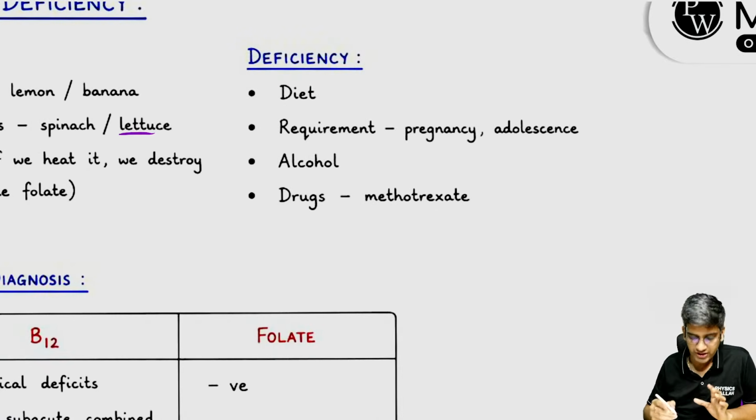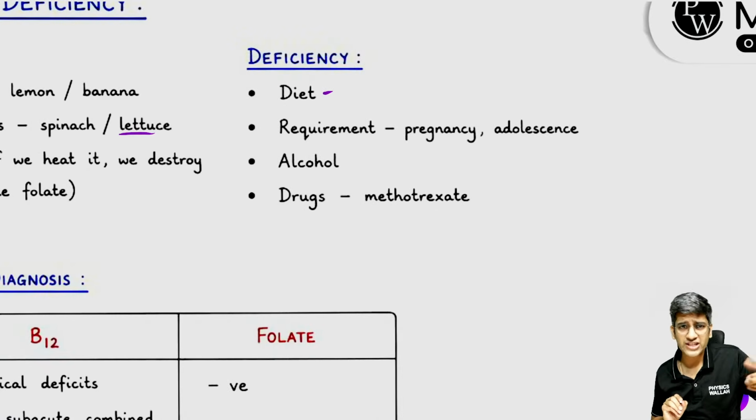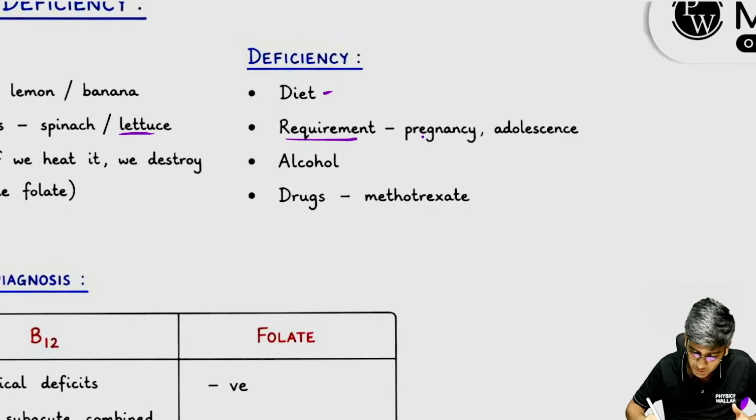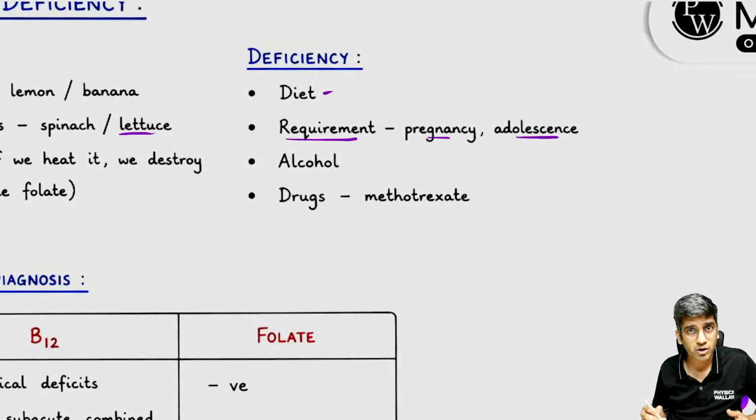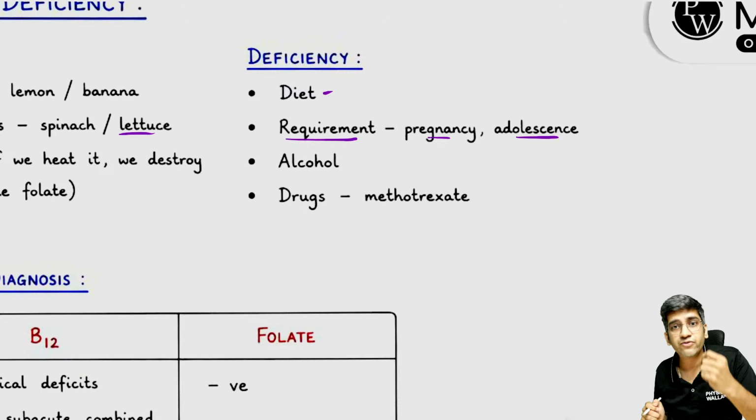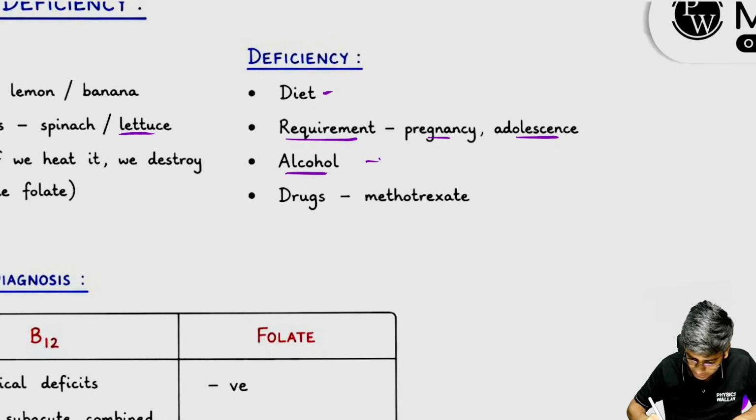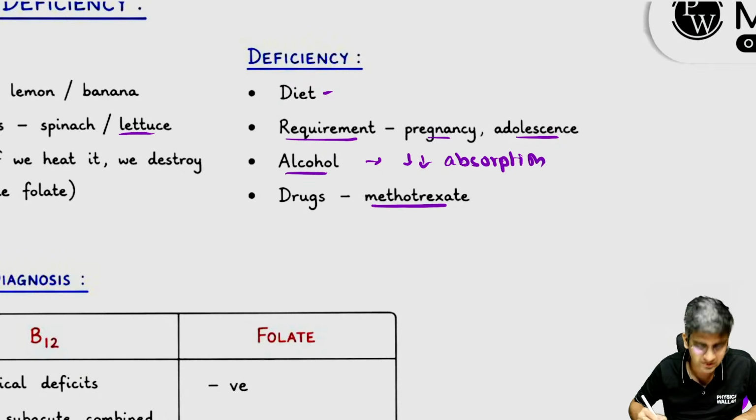When will you have deficiency? Dietary loss, I'll have a problem. When the requirement is more, in pregnancy or adolescence, you'll have a problem. That's why pregnant women are given folate by default. Alcohol, what will it do? It will interfere with the absorption of folate. And a few drugs: methotrexate, never forget that.